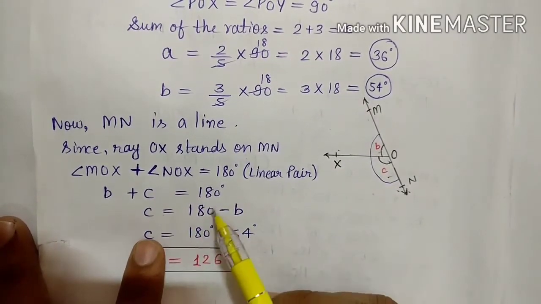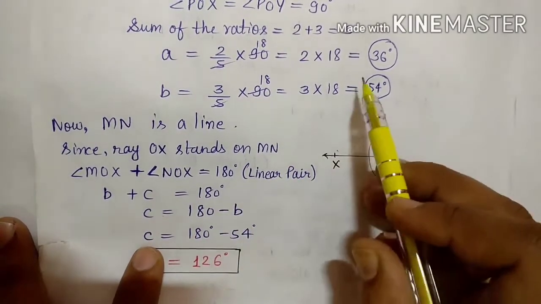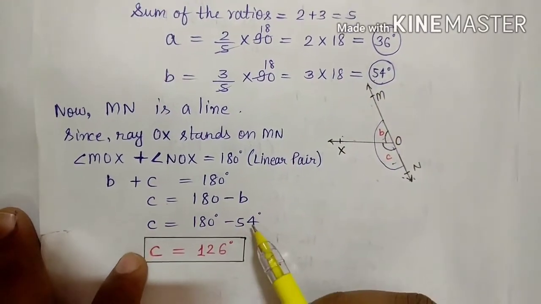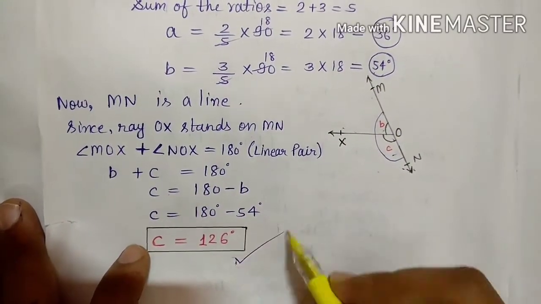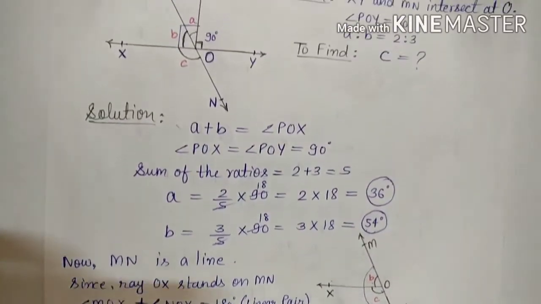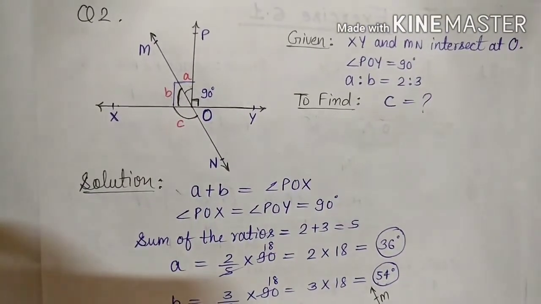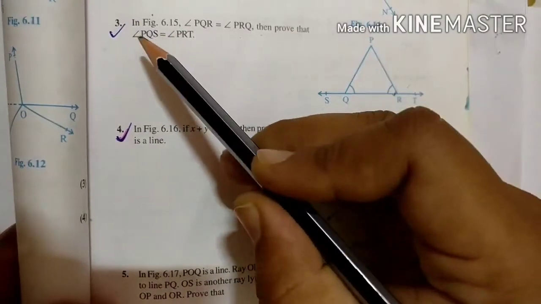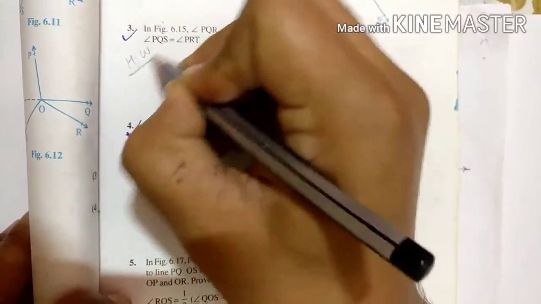So in this way c equals 180 minus b, and what is the b value? We just found 54. So 180 minus 54 comes to 126 degrees. So in this way we have found the c value, b value and a value also. I hope it is clear to you. Now questions number 3 and 4 you will try by yourself, as homework. This one also and this one also.